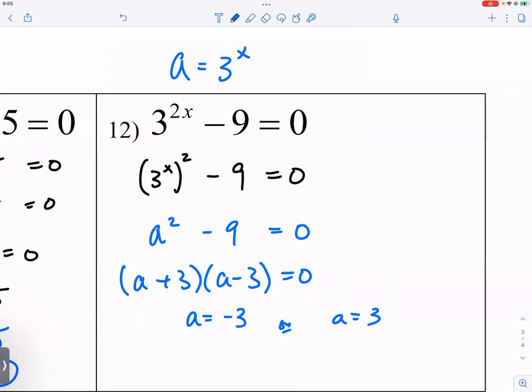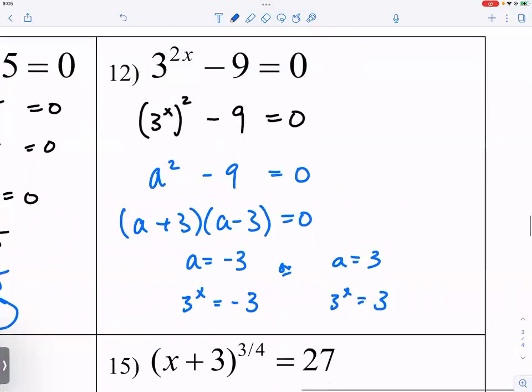And again, we're not done because we're actually trying to find out what x is equal to. On the right hand side, we can find out that x is equal to 1. And on the left hand side, we can find out that there's no solution.